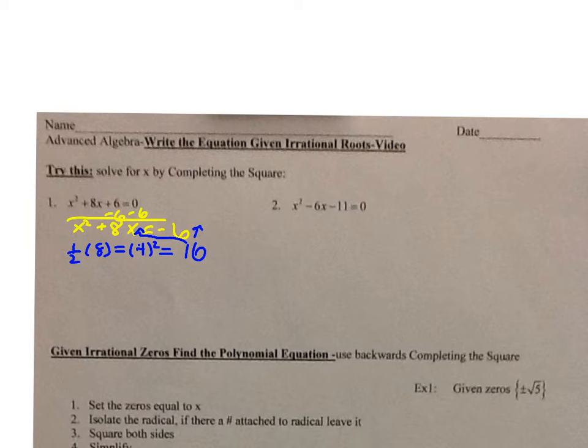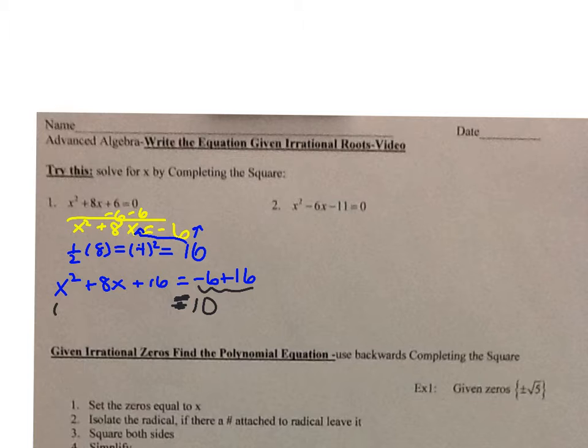So then I get x squared plus 8x plus 16 equals negative 6 plus 16. Okay, so now negative 6 plus 16, the right side, is 10.